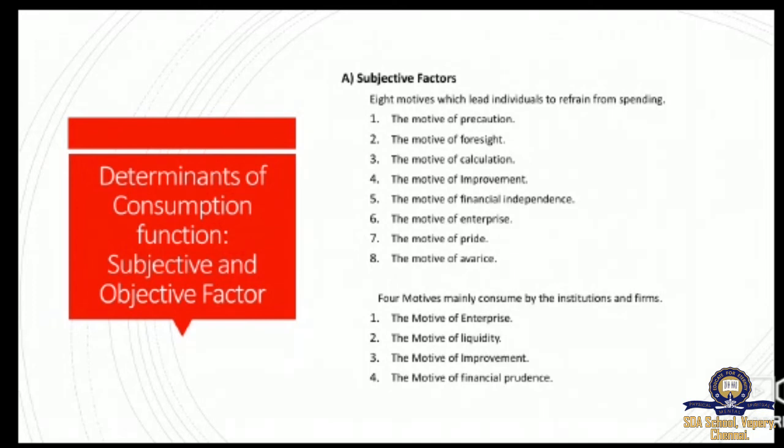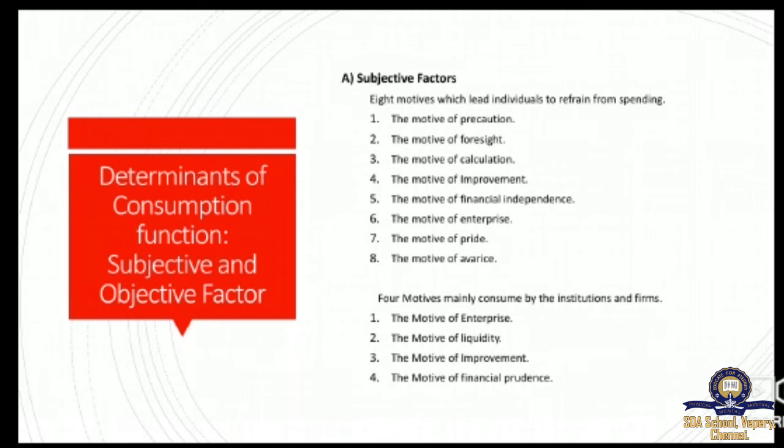The next one is determinants of consumption function. What do you mean by determinants? Determinants means what made you buy the product. Either you have more income, so you are buying it. Buying means consuming it. Or because of a new fashion, a new trend, I am buying that product. Or I like that particular color, so I'm buying it. These are a few small examples of determinants.